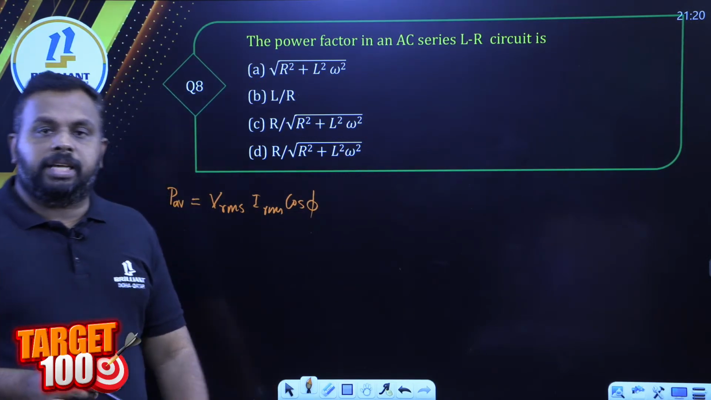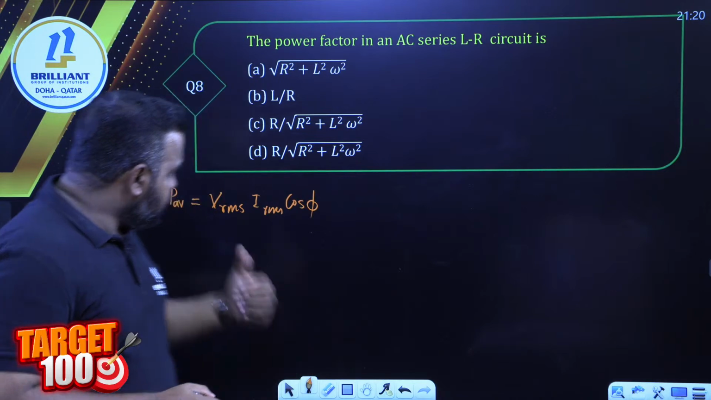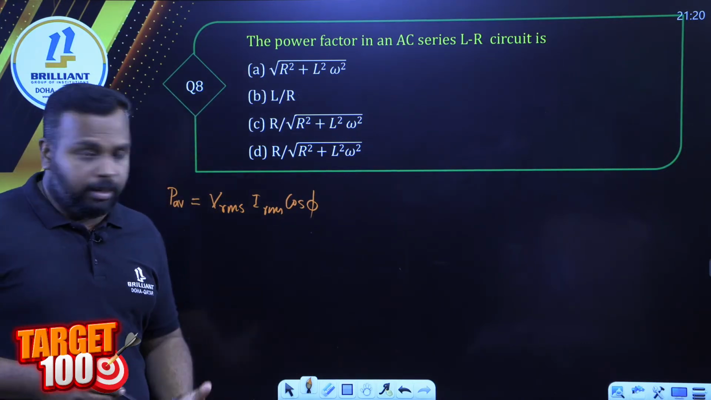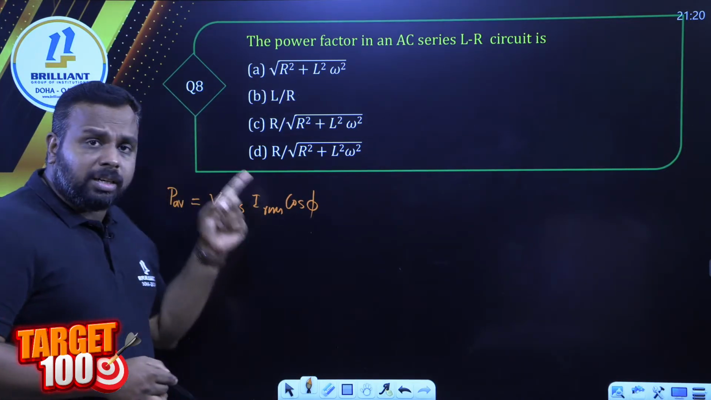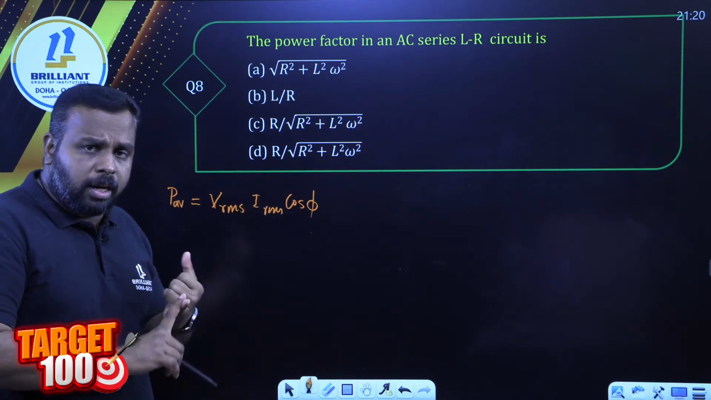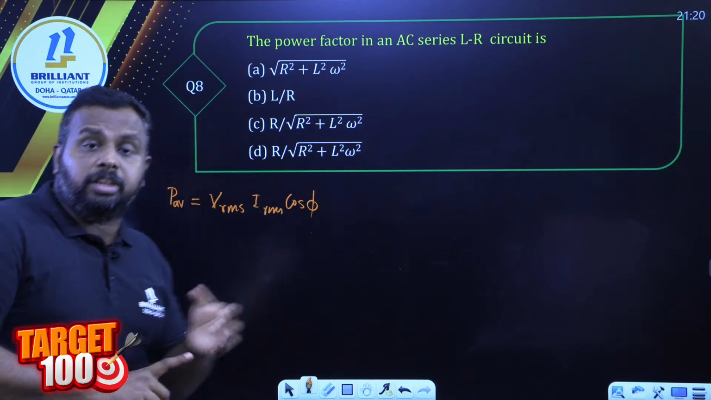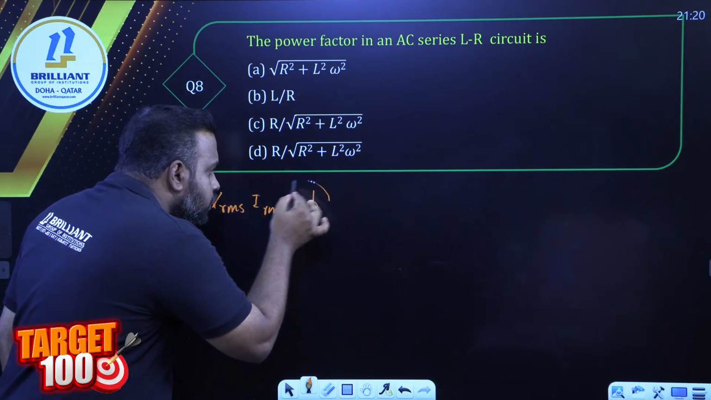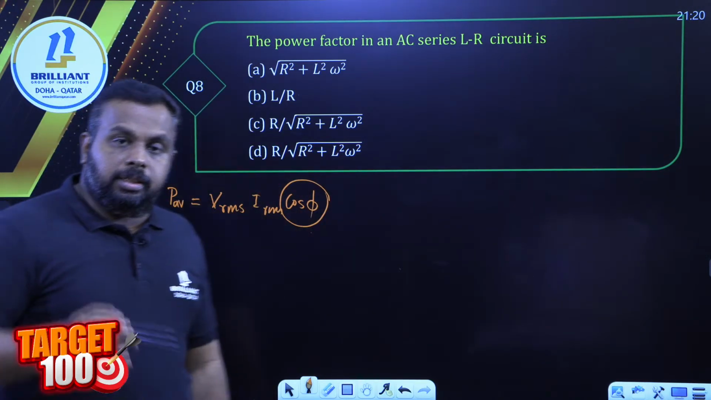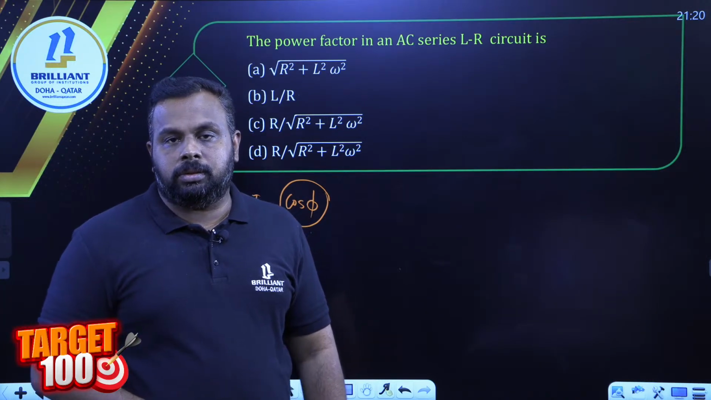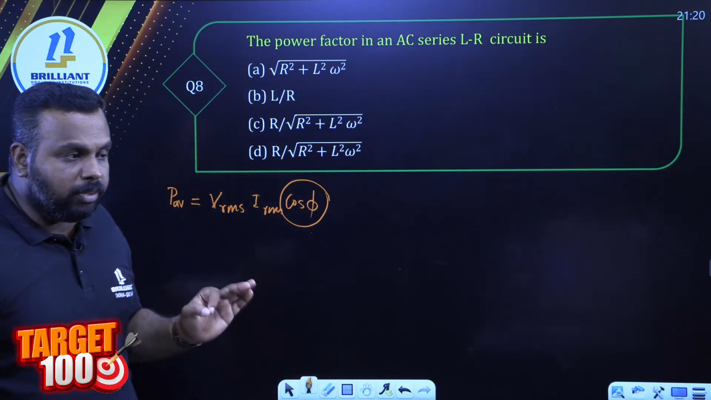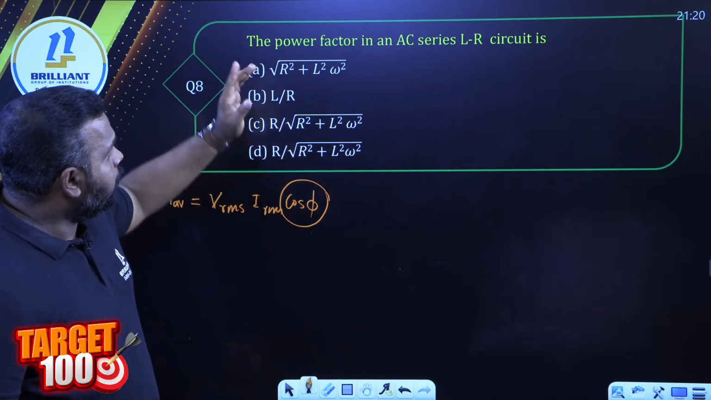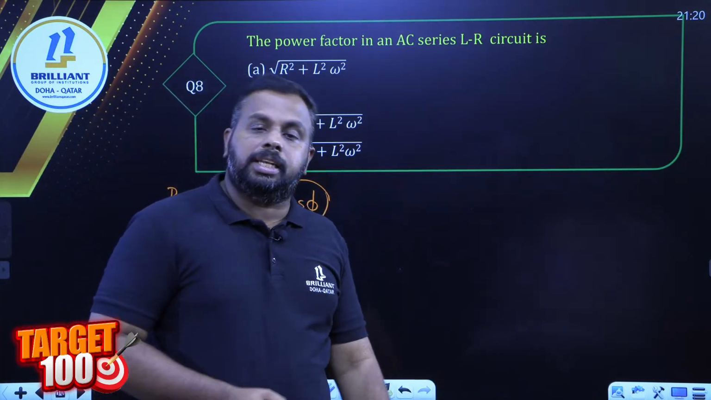This is the formula for the average power of a series LCR circuit or AC circuit in general. V_RMS I_RMS cos phi. V_RMS is the RMS value of voltage, I_RMS is the RMS value of current. You know that here the power is determined by the cos function, and that cos function is known as what? The power factor. Cos phi is called the power factor, but in this question it is not an LCR circuit, it is an LR circuit.